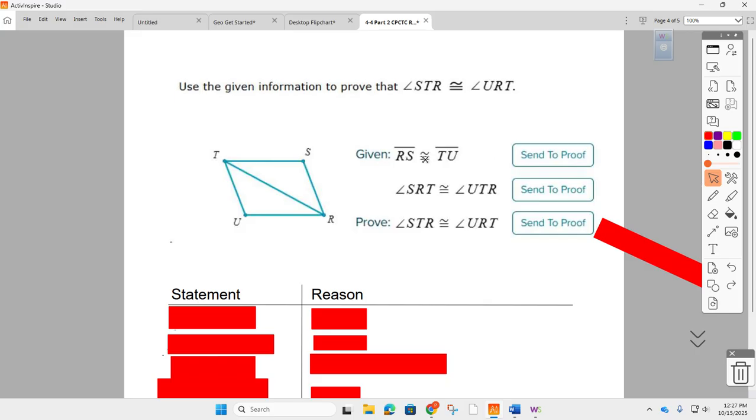So let's mark. Segment RF is congruent to segment TU. Let's mark. Angle SRT is congruent to angle UTR. RF, TU. SRT. So our angle has to be at R, SRT. Angle UTR, remember this middle letter is the vertex. So be careful. It's got to be here. UTR. Any questions so far?